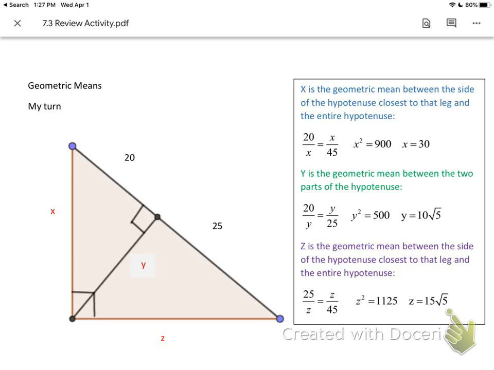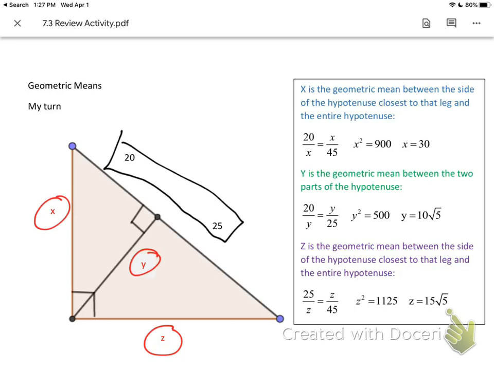Okay, this next page talks about geometric means. So all of the red, let me just circle those for you. All of the red act as geometric means. So they are geometric means to different parts of the hypotenuse. And the hypotenuse refers to the hypotenuse of the big triangle.